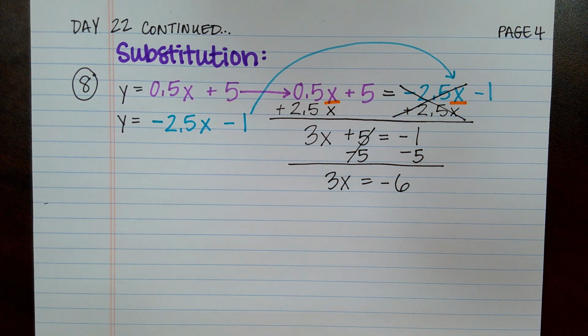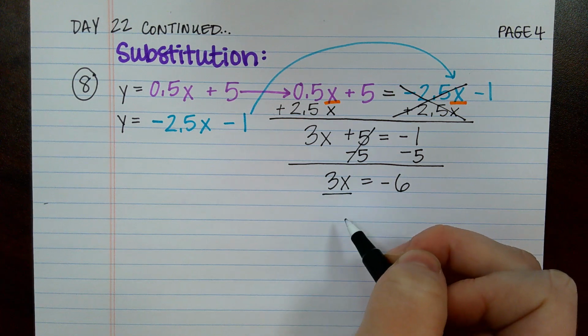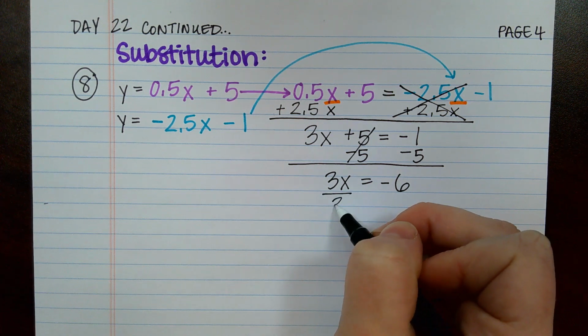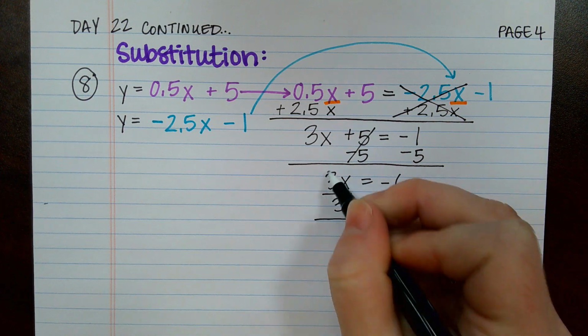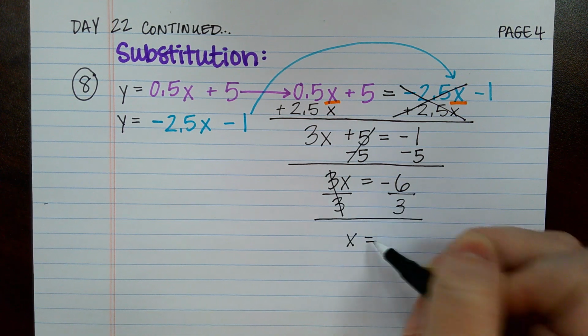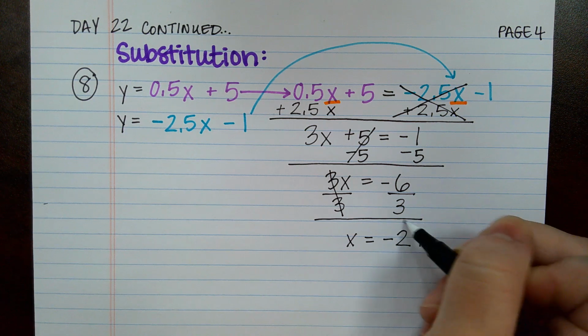Now we divide. Basically, what's simpler after that? Divide by 3. Negative 2. Good. So x equals negative 6 divided by 3, which is negative 2.